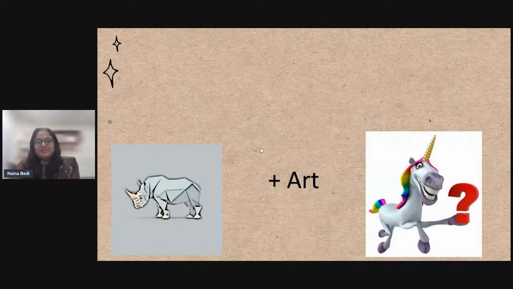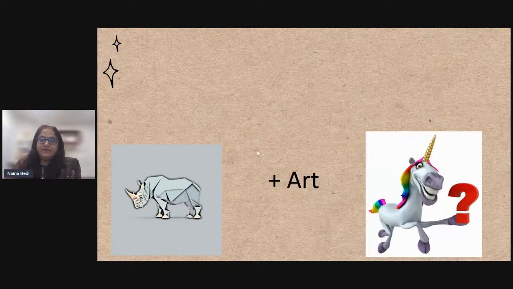The first picture is of a rhino, and the second picture is, again, I want audience attention here. The first picture is a rhino. The second one is a unicorn. That's correct. So what are you able to deduce from this picture? Yes, audience, if you can understand, it's a horse with a tadka of art. So what is that? It is a unicorn. It's an imaginative creature.